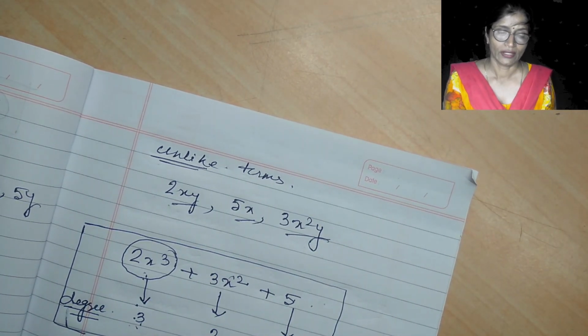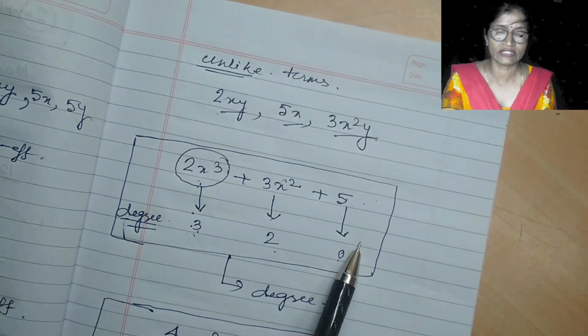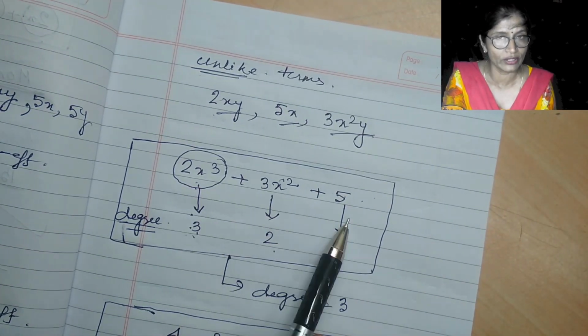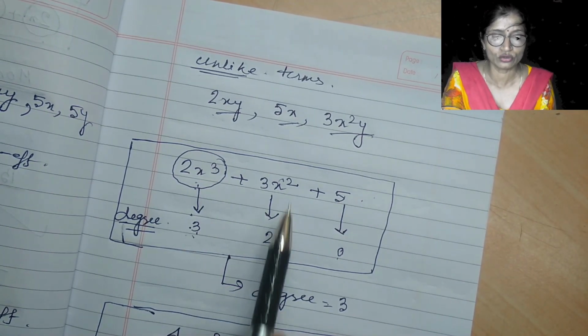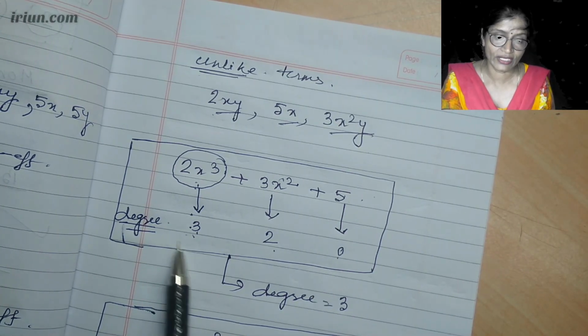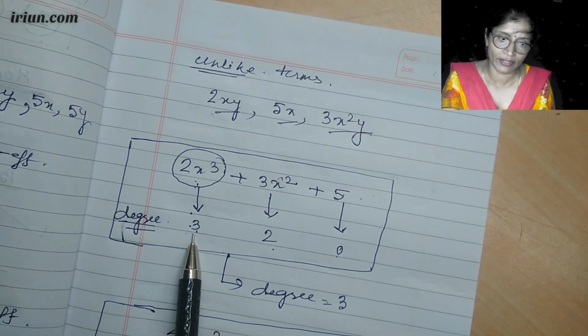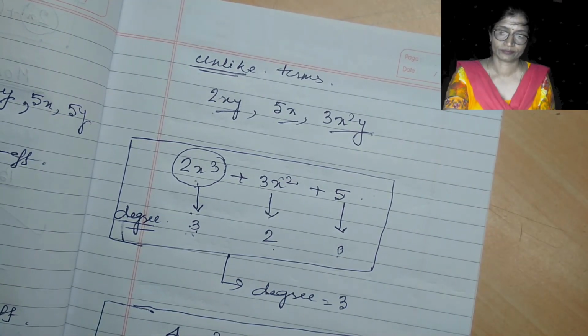Now degree. To find the degree of a polynomial, what do I have to do? First I have to find the degree of each individual term. Here it is 3, here 2 power 2, so 2. Here no variable, so 0. And then I have to check which term has the maximum degree. So that will be the degree of that particular polynomial. Okay.